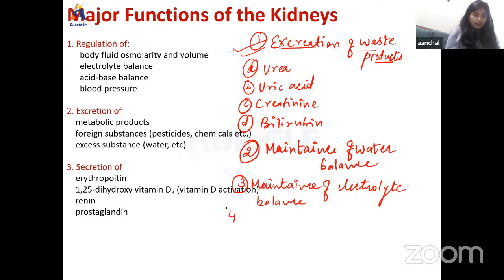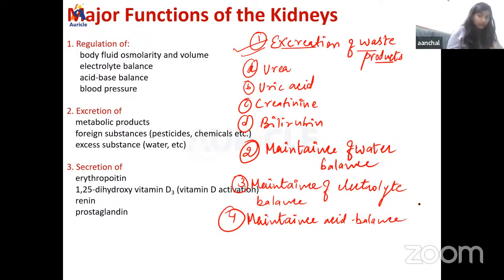Then fourth we have maintenance of acid-base balance, and we're going to learn this in detail. The pH of blood and body fluids should always be maintained in a narrow range. For the maintenance of acid-base balance, we have other systems also, like the buffer system, then the lungs, and then the strongest system, the kidney.